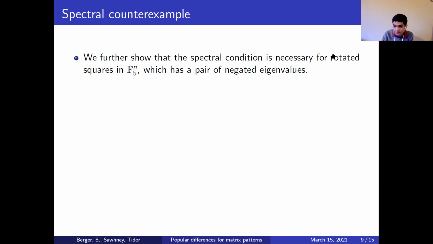So as it turns out, for the pattern for rotated squares, if you just write down the matrices that you get, this M1, M2 inverse quantity will actually have a pair of negated eigenvalues equal to the square root of -1 and the negative square root of -1. And over F5, the square root of -1 is actually 2. So it'll have a pair of negated eigenvalues 2 and -2.